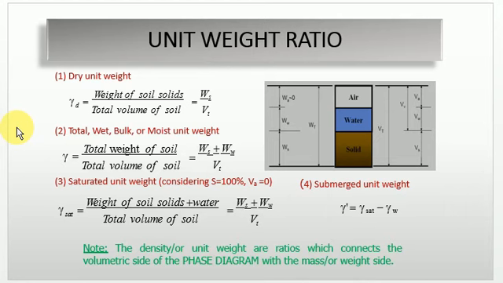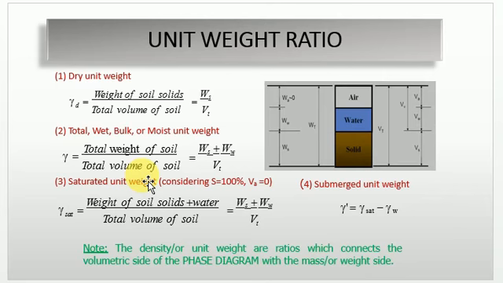We already know that density is weight by volume or mass over volume. So here the dry density is Ws upon Vt, weight of soil solids upon total volume of soil sample. Another equation is bulk unit weight. Bulk unit weight is nothing but total weight of soil sample divided by total volume of soil sample.